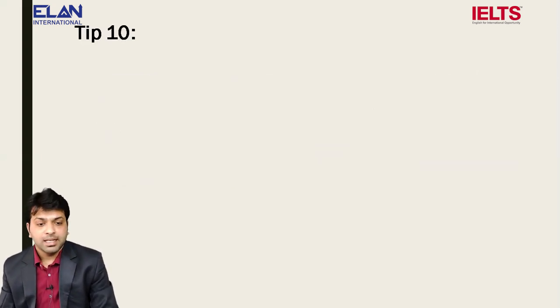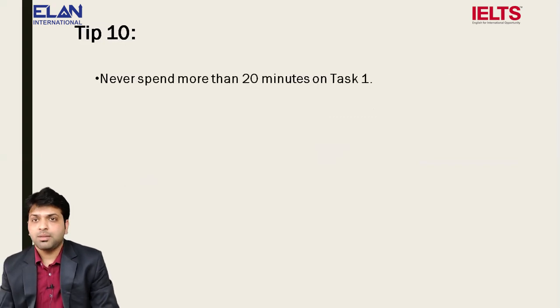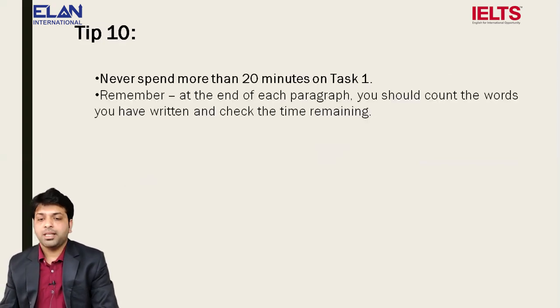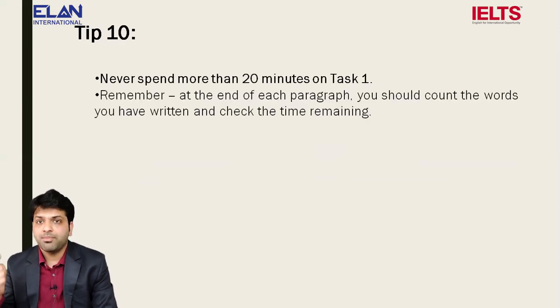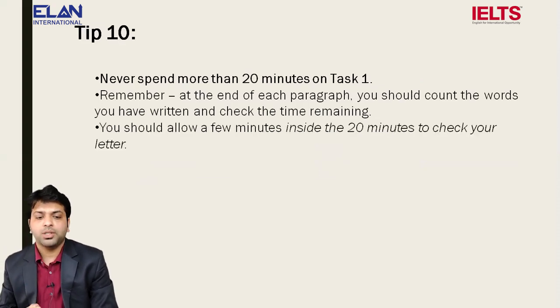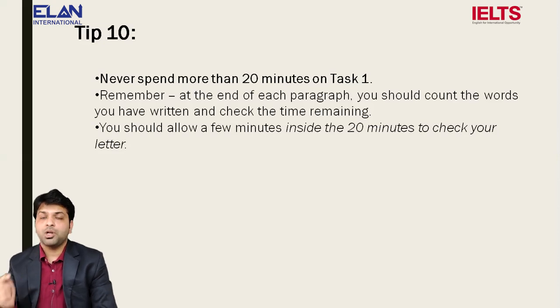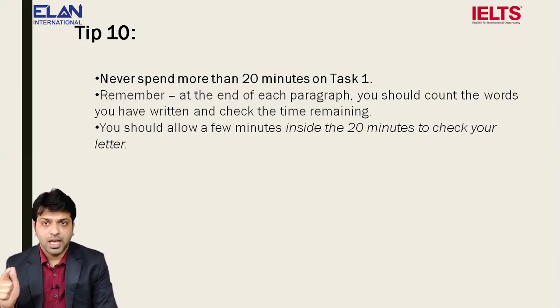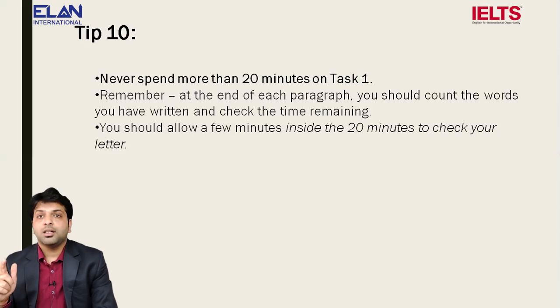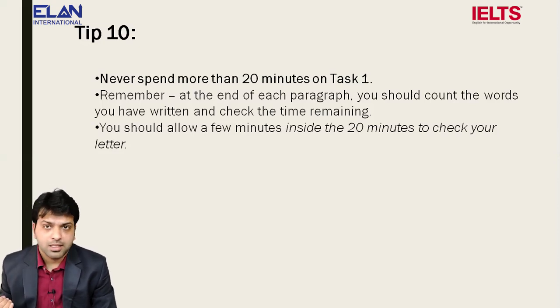Tip number 10. Remember, never spend more than 20 minutes on task 1. At the end of each paragraph, you should count the words you've written and check the time that's remaining. Keep to the time, and practice so well that when you're taking the final exam, you're able to do that. You should allow yourself a few minutes inside those 20 minutes to check your letter. That's because if you do not come back to your letter to check for grammar and vocabulary errors that you would have created, there will be a tendency that your score goes down.